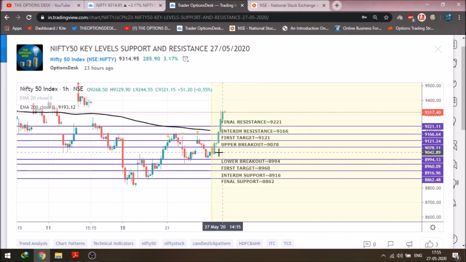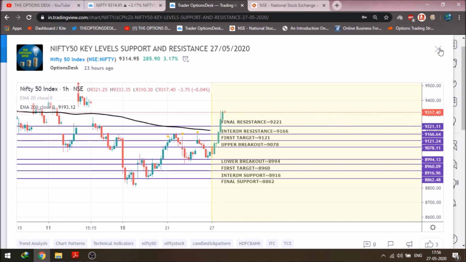So as you see, once the upper breakout was there, Nifty 50 did open a gap down. It went till the lower breakout, but the lower breakout was not sustainable. It didn't even touch it and rebounded from there exactly at the level of 9,000, I would say. And the upper breakout it triggered, and then it also crossed the final resistance. So today was a very tremendous day. The Nifty 50 closed above the 9,300 levels, and we can expect some bullish movement tomorrow too.